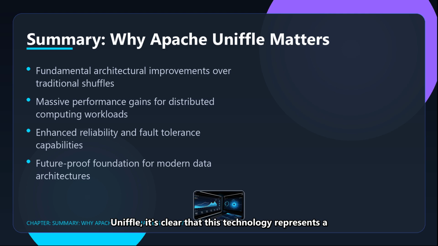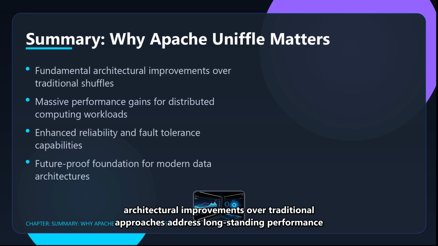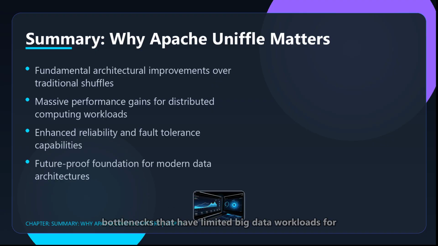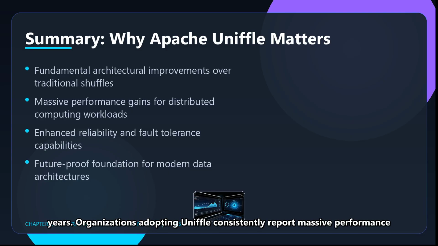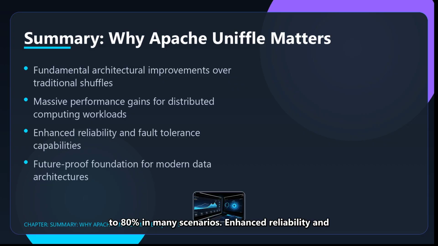As we conclude our deep dive into Apache Uniffle, it's clear that this technology represents a fundamental advancement in distributed computing shuffle mechanisms. The architectural improvements over traditional approaches address long-standing performance bottlenecks that have limited big data workloads for years. Organizations adopting Uniffle consistently report massive performance gains, with job completion times reduced by up to 80% in many scenarios.